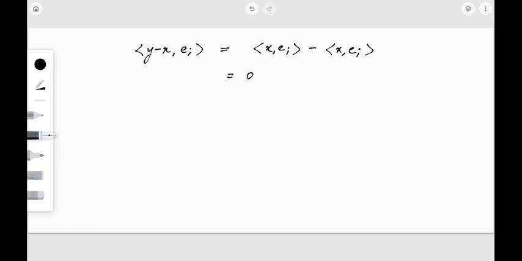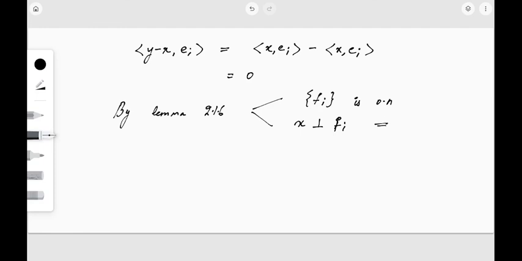Now I am going to use lemma 2.1.6. So the lemma states that if we have an orthonormal system and if we have an element x which is orthogonal to the orthonormal system, then we can say that x is equal to 0. This was our lemma 2.1.6.